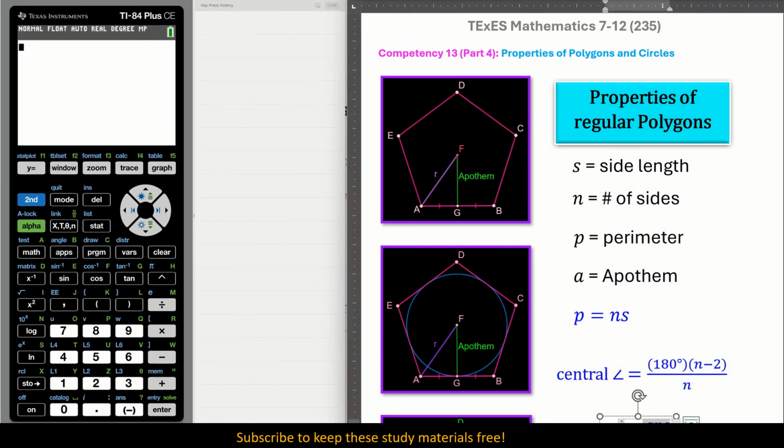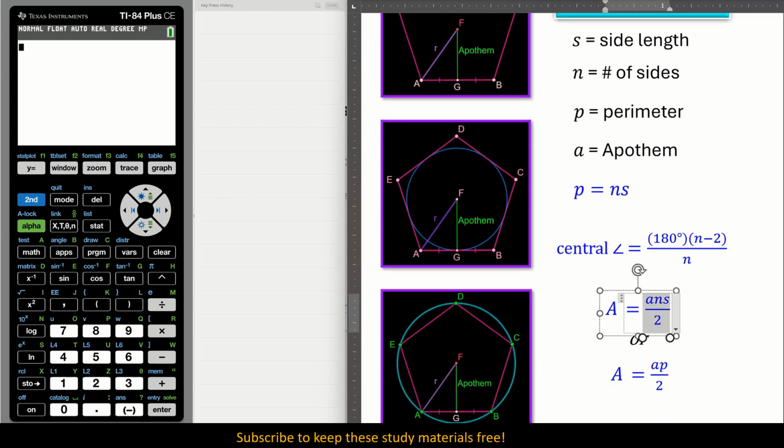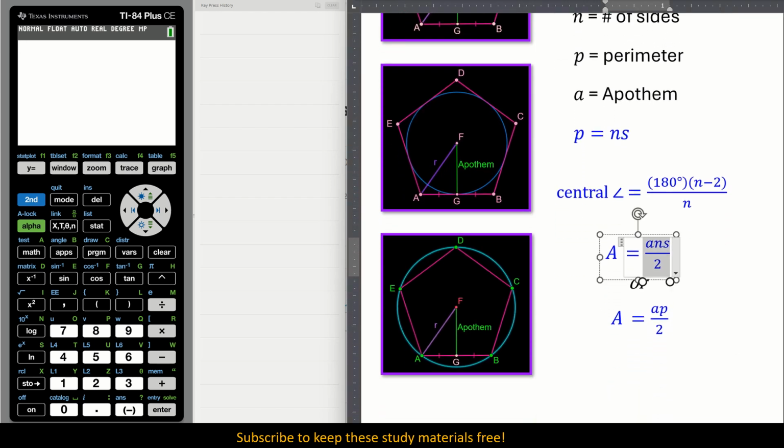Okay, before we begin, there's just a few terms that we need to refresh our memory with. S will be side, N will be number of sides, P is perimeter, A is apothem, which was not a term when I was young. Then perimeter will be equal to number of sides times length of side S. And there are some images of the regular polygons and the inscribed and circumscribed circles that we'll work with.